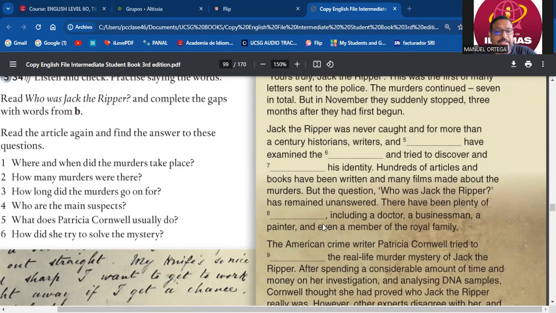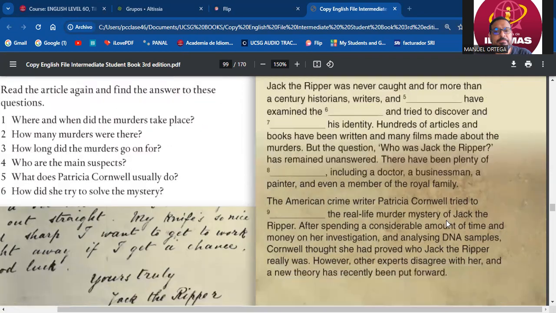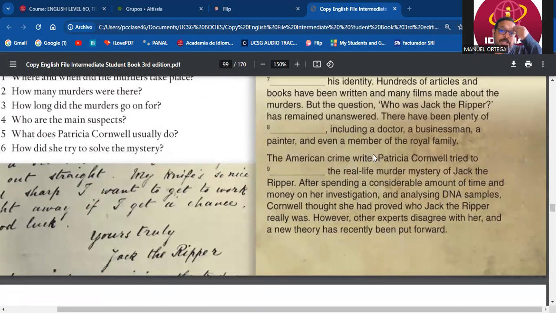There have been plenty of, including a doctor, a businessman, a painter, and even a member of the royal family. The American crime writer Patricia Cornwell tried to the real-life murder mystery of Jack the Ripper. After spending a considerable amount of time and money on her investigation and analyzing DNA samples, Cornwell thought she had proved who Jack the Ripper really was. However, other experts disagree with her, and a new theory has recently been put forward.